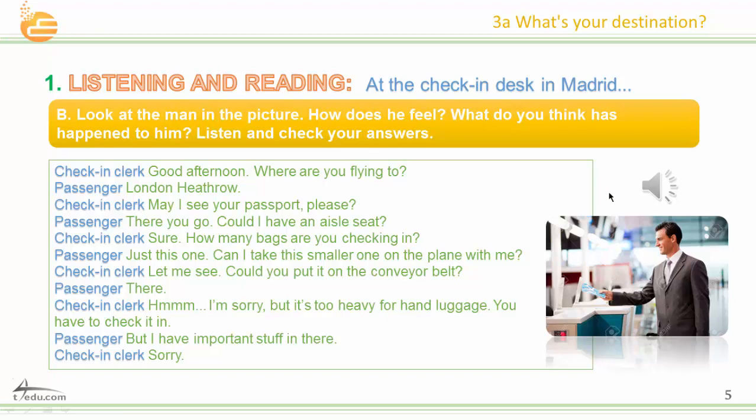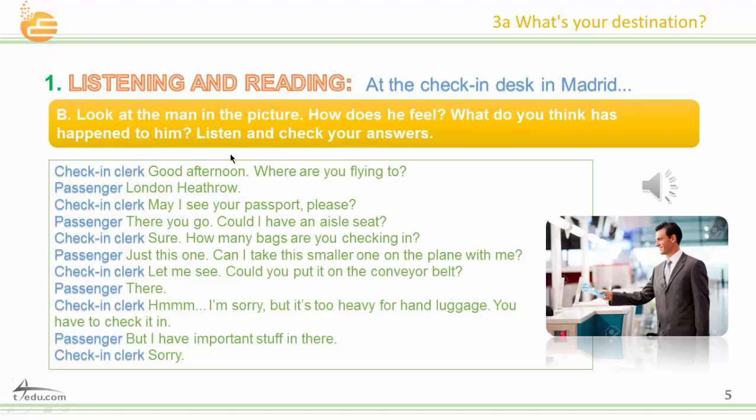Listen carefully, please. 1. Listening and reading. B. Look at the man in the picture. How does he feel? What do you think has happened to him? Listen and check your answers.